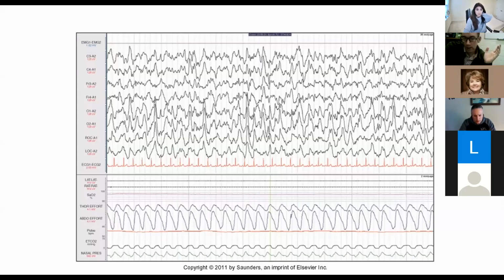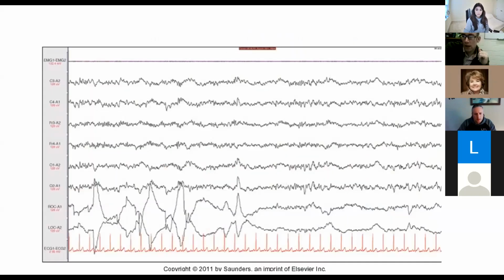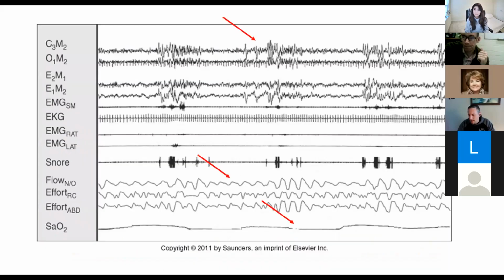And then we look at airflow, and usually with a nasal pressure transducer as well as a thermistor to look at decrements in airflow. And this is an epoch of REM sleep where you can see in that ROC and LOC, those are your eye leads with the rapid eye movement. And again, you can see the EMG is completely flat because, you know, we're paralyzed in REM. And then the EEG showing this sort of mixed theta pattern.